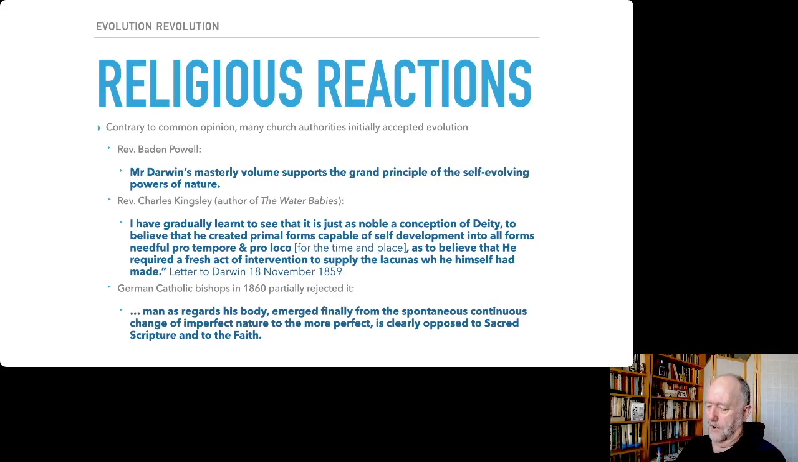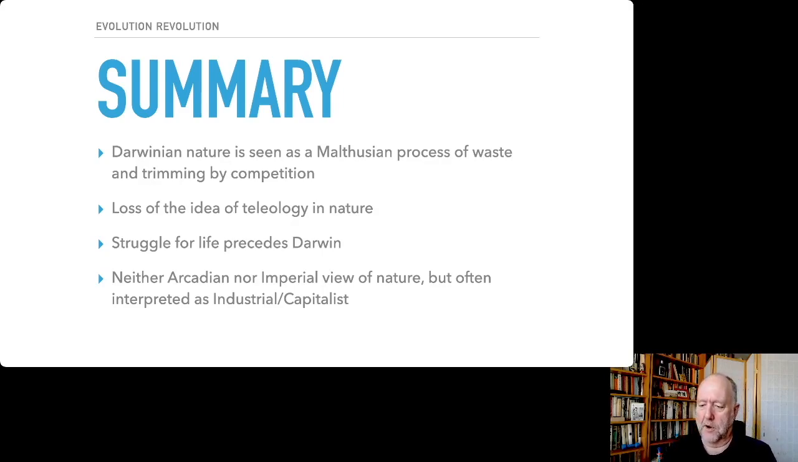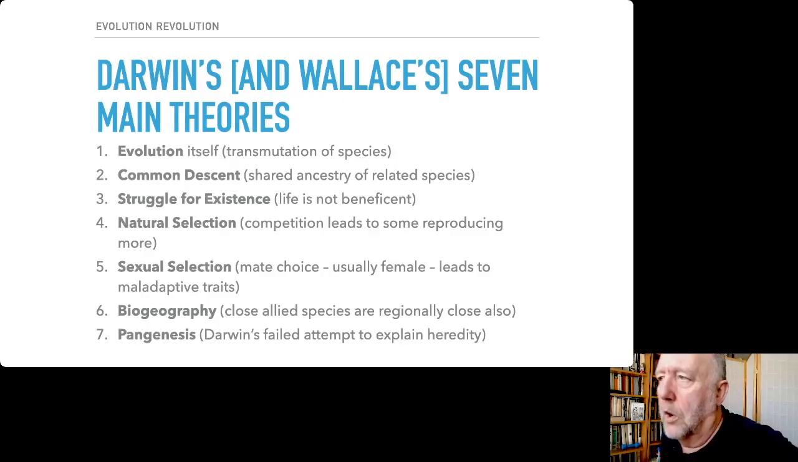All right, so enough snark. Let's have a quick look at the summary. So these are the ideas which Darwin is thought to have caused. The loss of the idea of purpose in nature, of there being goals, but it's not original to Darwin, and as you can see, it's not an Arcadian view of nature, but neither is it an imperial view, such as Linnaeus had said. All right, now very quickly, I want to introduce you to the 7 theories of Darwin and Wallace. This is not what you will find in most of the textbooks. It is, I think, a much better view of things.